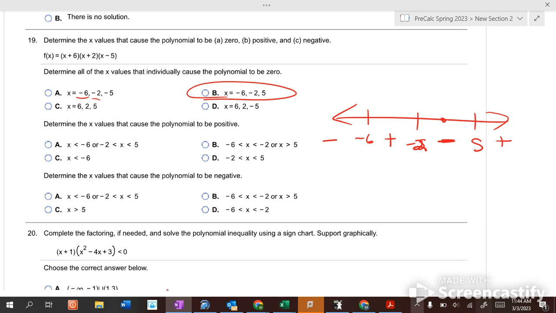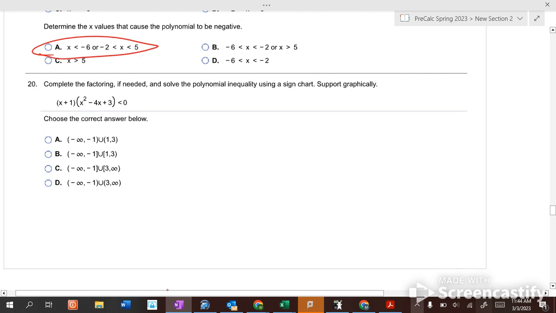So where is it positive? In between negative 6 and negative 2 and past 5. It's negative on the other side of negative 6 and in between negative 2 and 5. Okay.